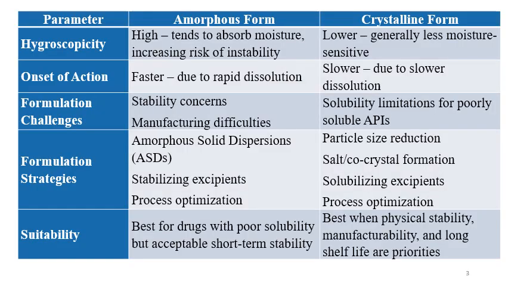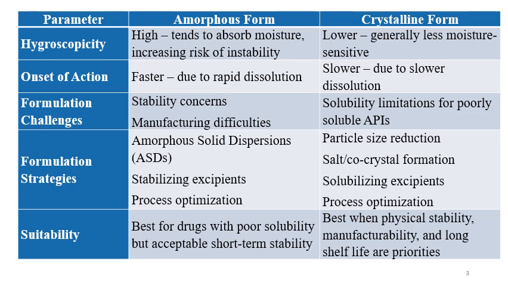Then the other differences like hygroscopicity. Amorphous form may have high hygroscopicity as these may tend to absorb moisture. That's why increase the risk of instability, while crystalline forms have lower hygroscopicity. Generally, these are less moisture sensitive. Onset of action for amorphous form is faster due to rapid dissolution and slower for the crystalline form due to slower dissolution. Formulation challenges: stability concerns and manufacturing difficulties for the amorphous forms, and solubility limitations for poorly soluble APIs for the crystalline forms.